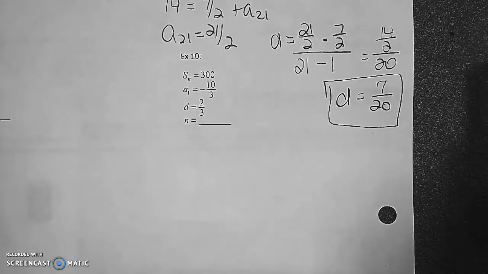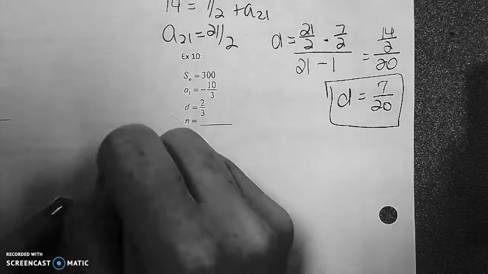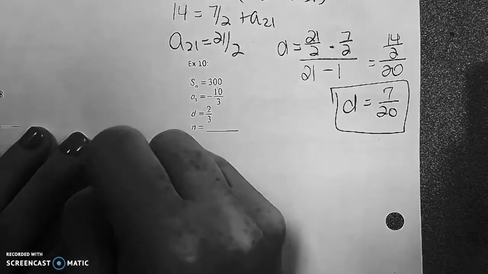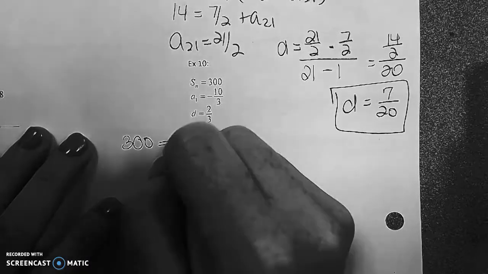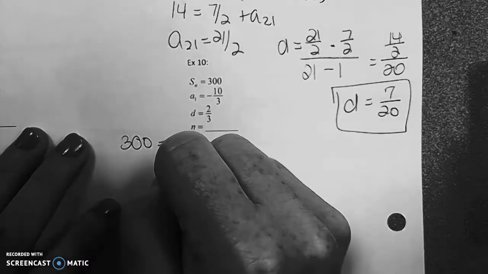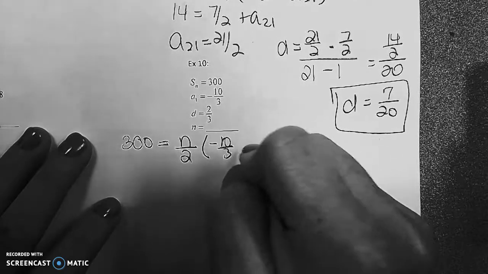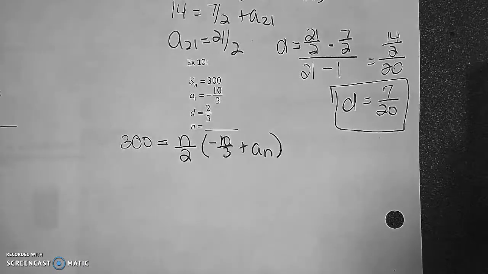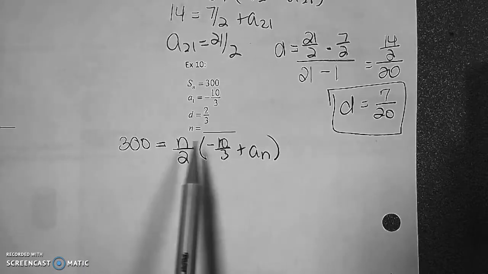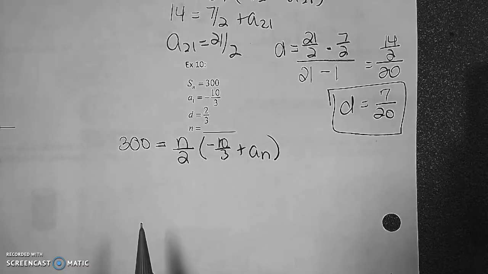All right, so let's look at our last problem here. So once again, we know the value of the sum is 300. I do not know how many terms there are. That's my goal. I do know A1. I don't know A sub n. Right now, I have two unknowns. And if I have two unknowns, I will have to have another equation.